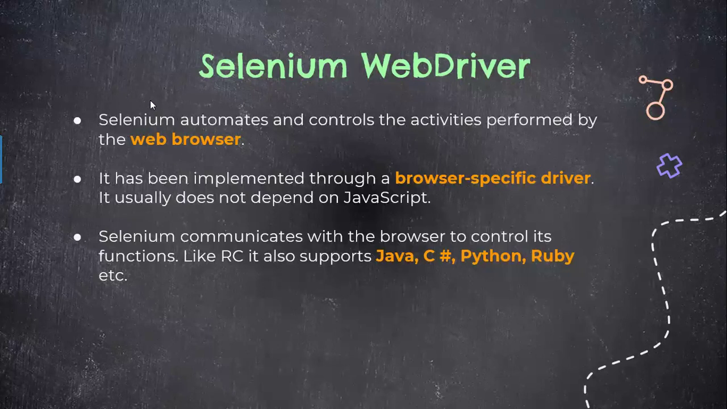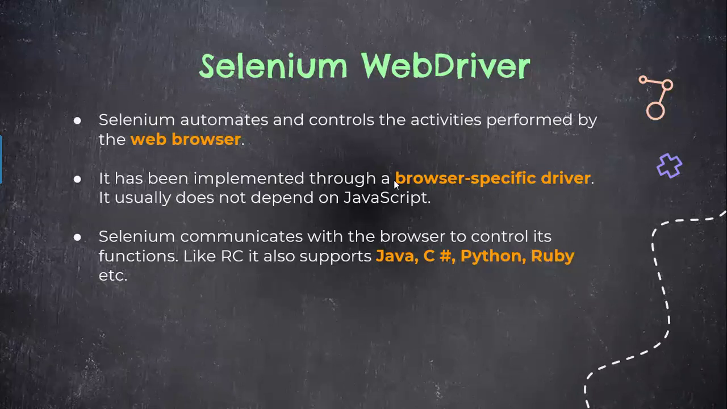So simple, you need to understand that Selenium automates and controls the activities performed by the web browser. Open the web browser, minimize, maximize, closing, all activities we can automate. Navigate, clicking back, forward, all that we can do with automation with Selenium. We will see all the things, don't worry.